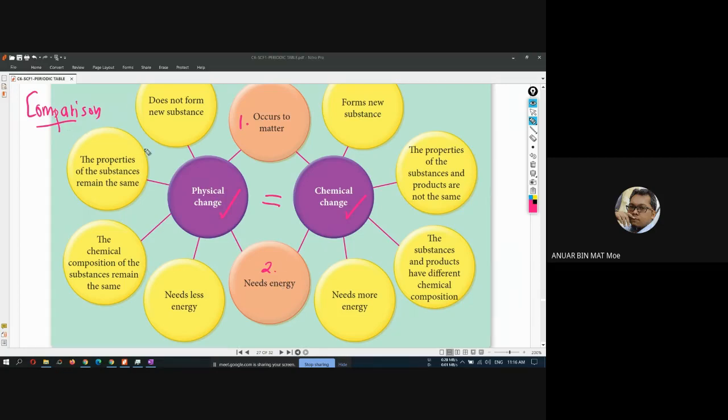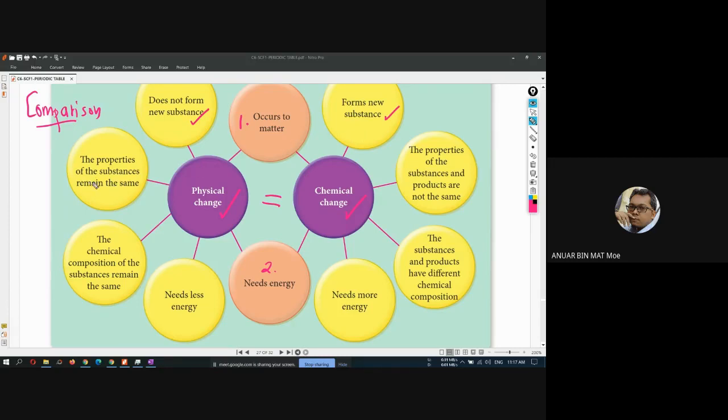So what are the differences between physical and chemical change? Look at the yellow circle on the left and on the right. Physical changes will not form a new substance, whereas chemical changes will form a new substance. So this is the difference. Can you understand how to read the chart, the mind map over here? Physical change will not form a new substance. Chemical change creates or forms new substances.